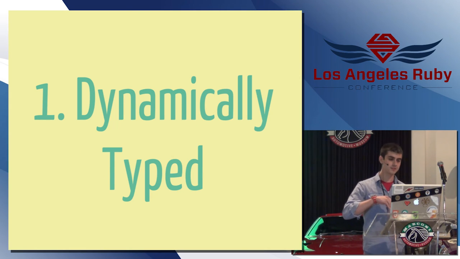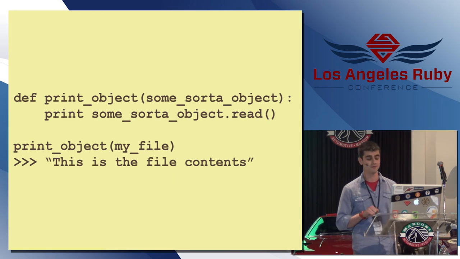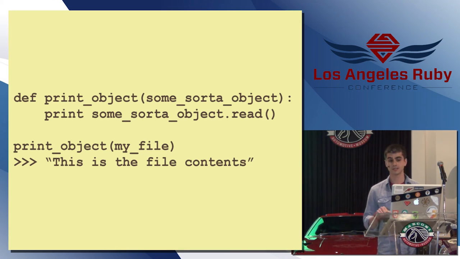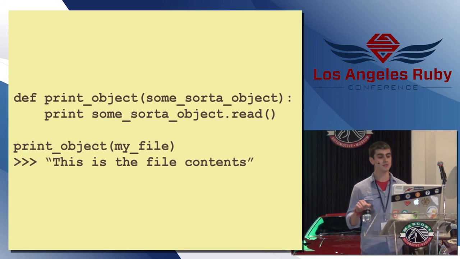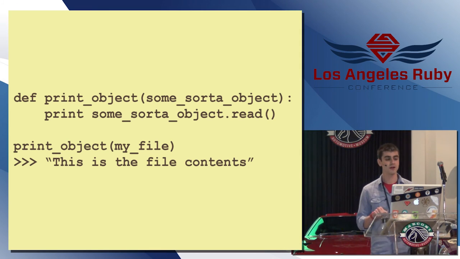They are both dynamically typed. Here's a quick Python example. I can just have a function print object, which takes some sort of object as a parameter. And as long as that object responds to a read method, it will work. So if I pass in a file, I'll get back the file contents.